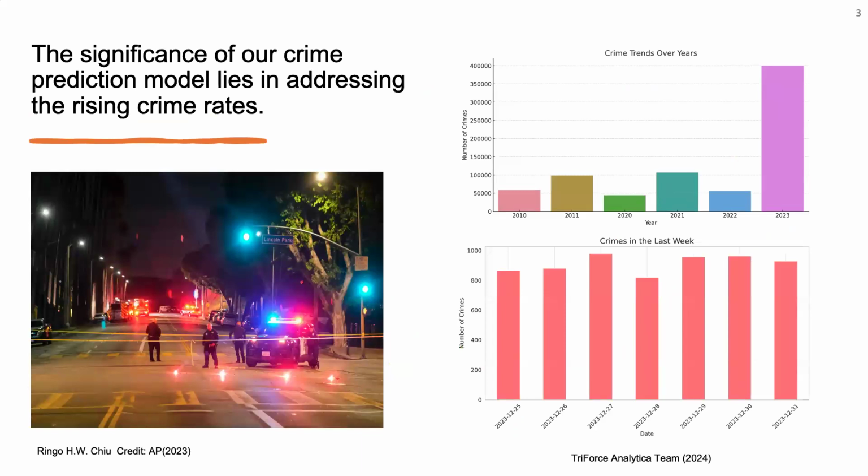Why is this project important? Mainly because crime has increased, and we can use data to prevent it. Look at the crime trend over a decade. Last year itself, it rose exponentially. It was different from 2022 versus 2023. The trend day by day for the entire week overall is similar, ranging from 800 to 900 cases per day.